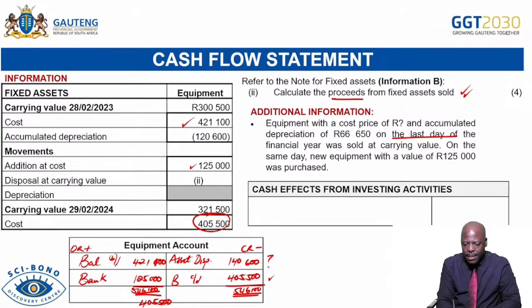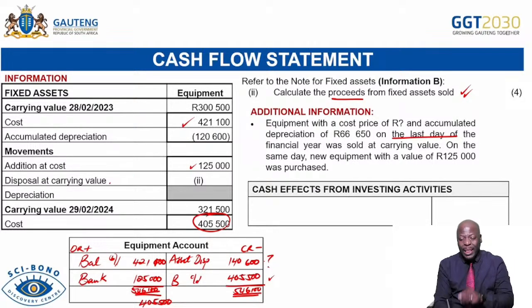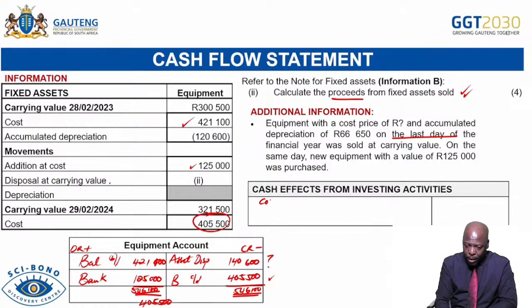So this is the cost of the asset that we've sold. So now remember, here we want disposal at carrying value. What that means is give me the carrying value of the asset on the day that we disposed. What was its carrying value? And we know the formula for carrying value. It is cost minus accumulated depreciation is equal to carrying value. That is what they want.